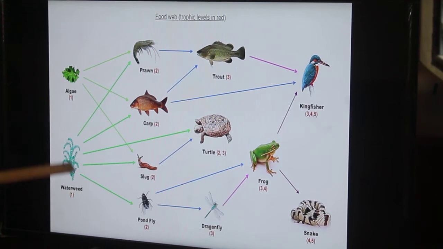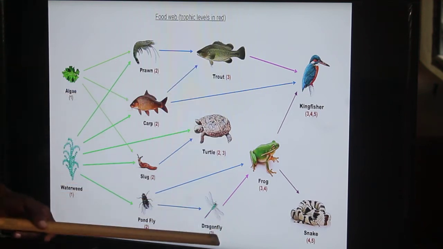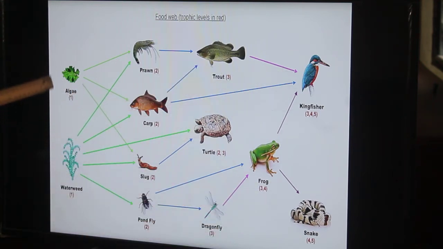Now, the algae here and the water weed, these are the primary producers. They are basically the plants that trap sunlight to manufacture energy. Then these are fed on by this group of organisms, which also fed on this and the like. So we have a series of primary producers, number one.